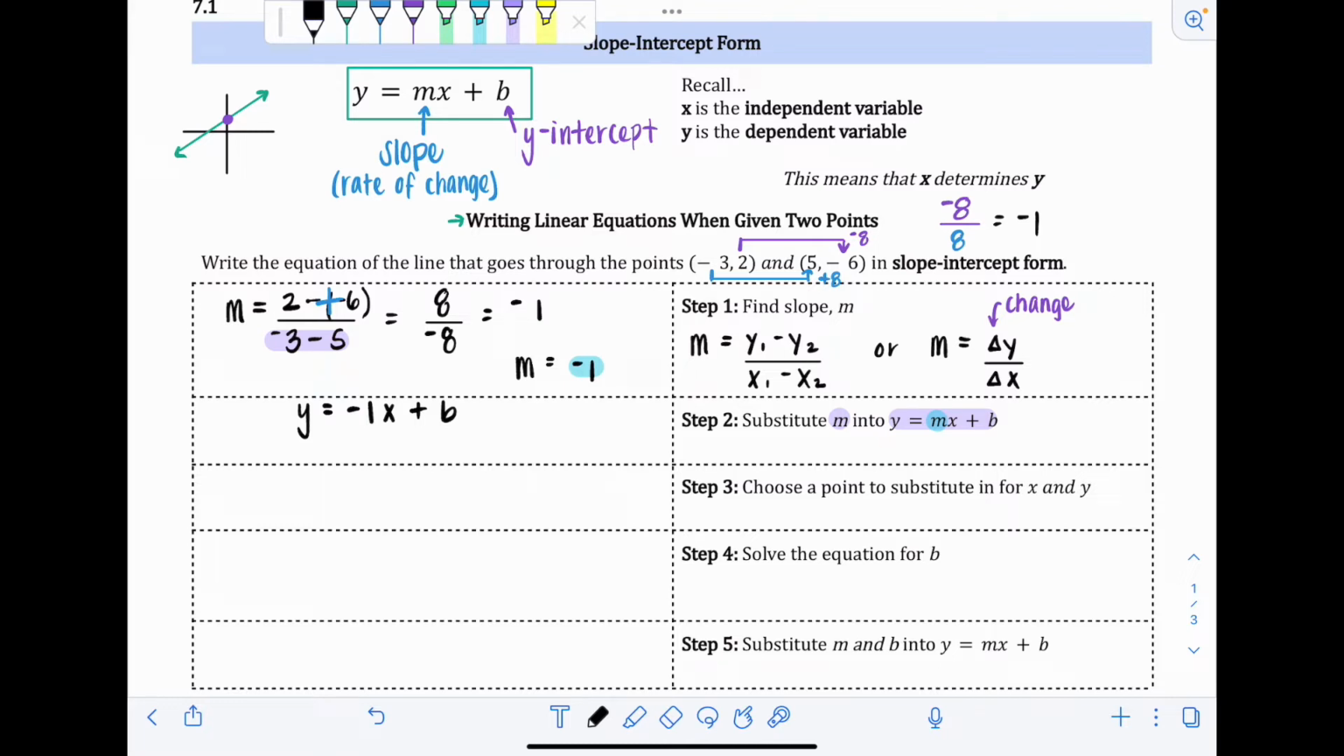And then moving on to step 3, choose a point to substitute in for x and y. It does not matter which point you pick, you just need to pick one of the 2 points from the original problem. If you look at number 9, 2x cubed minus 3x squared minus 2x plus 3.